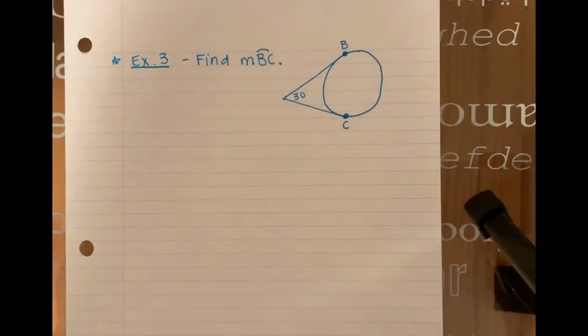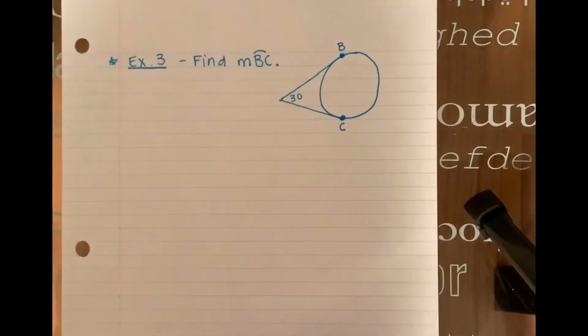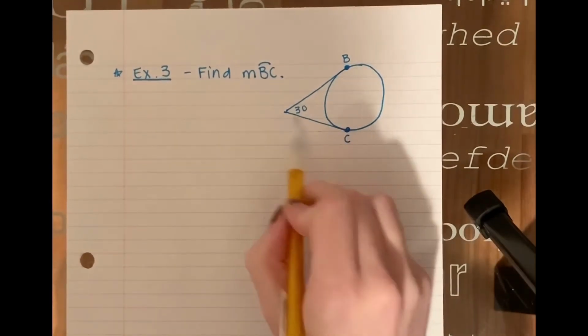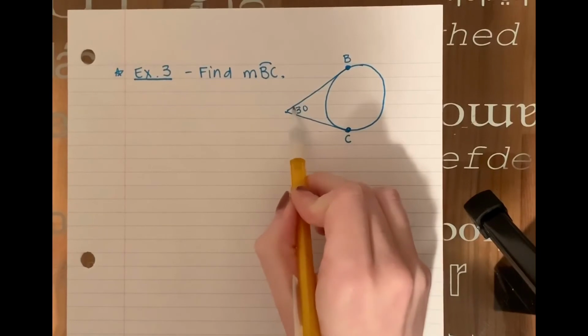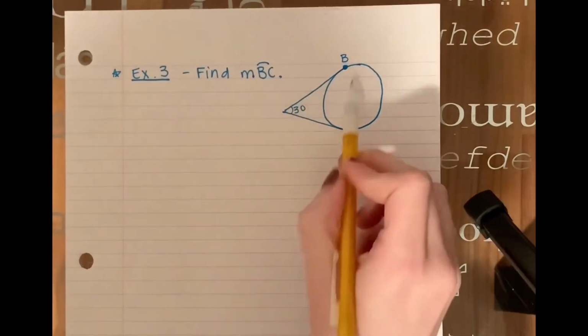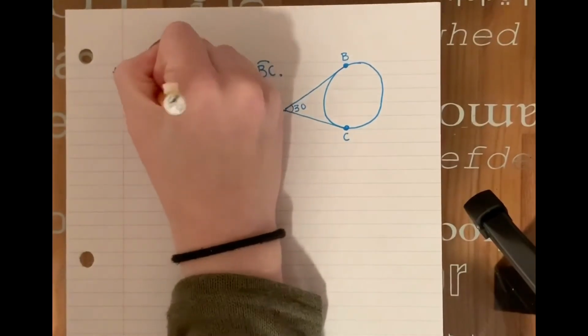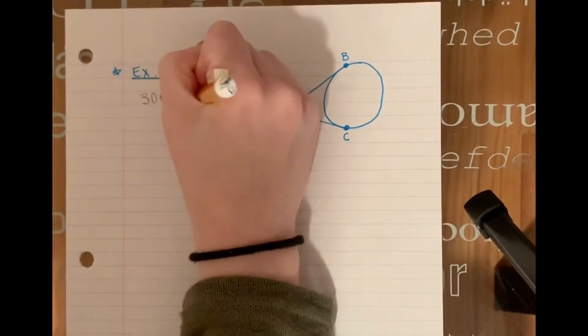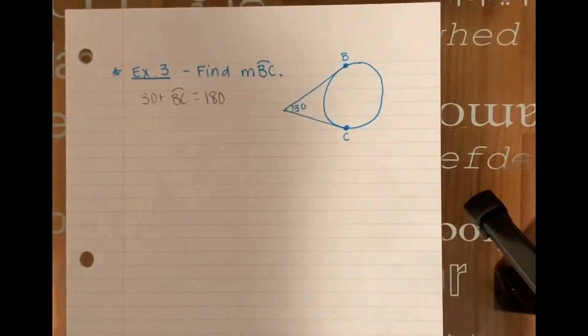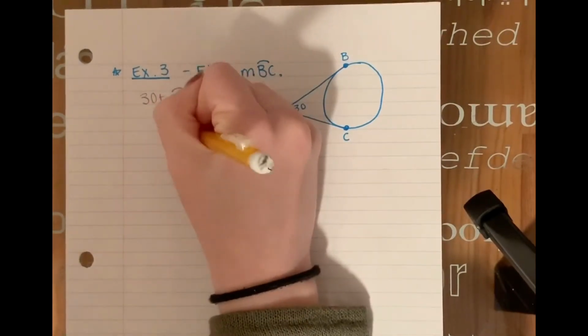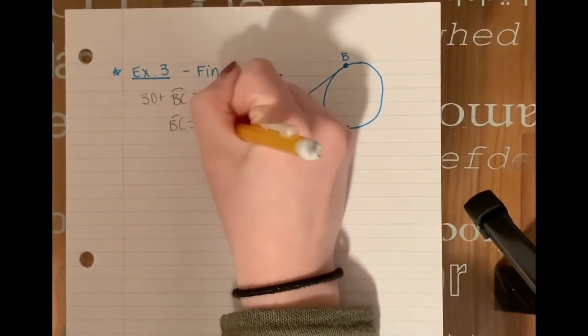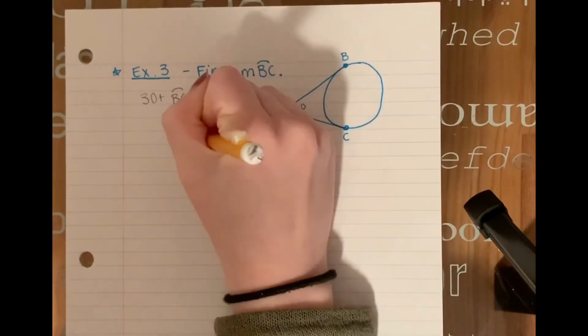The last example, example 3, is using Theorem 68. It says find the measure of BC. So we have two tangent segments here, and the angle between them is 30. And we know that BC and 30 have to be supplementary. So you would say 30 plus BC equals 180. So this one's easy enough. BC should equal 150, and that's the answer.